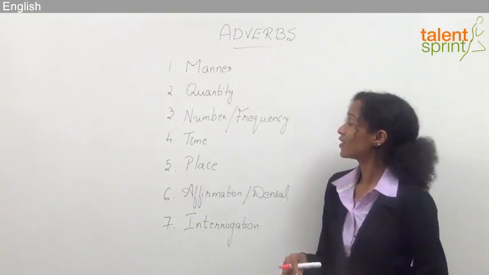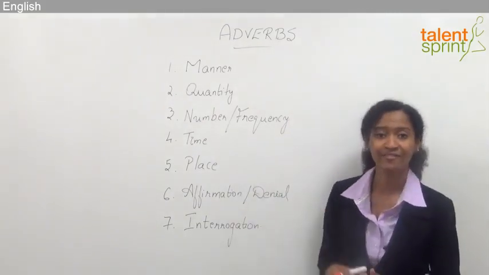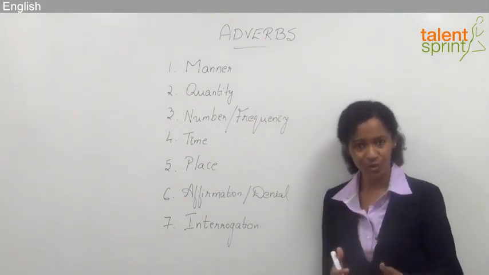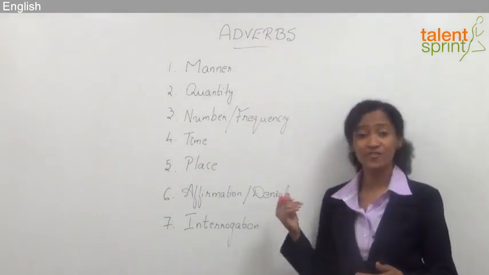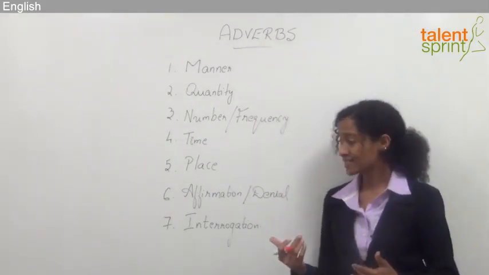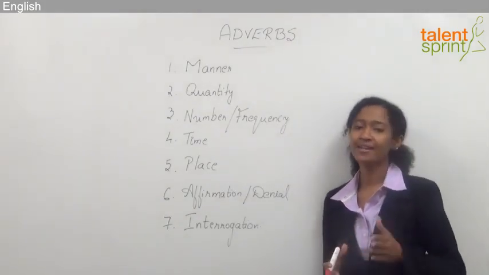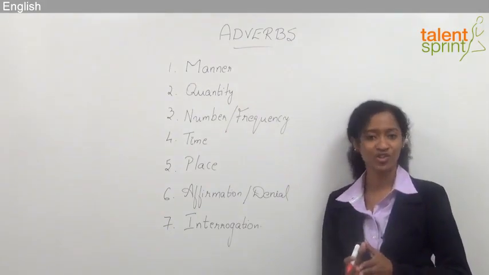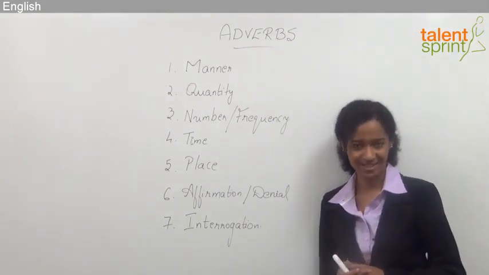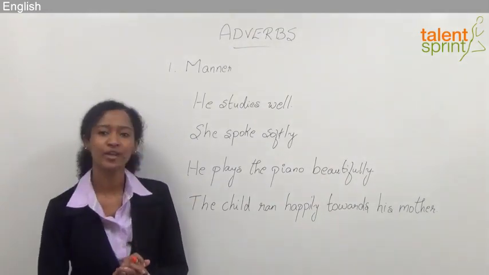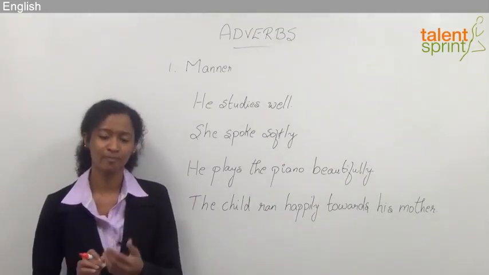I have the adverb of manner, I have the adverb of quantity, I have the adverb of number or frequency, I have the adverbs of time, I have the adverbs of place, I have the adverbs of affirmation or denial, and I have the adverbs of interrogation. We're going to look at each one of them in detail. So our first adverb is the adverb of manner.